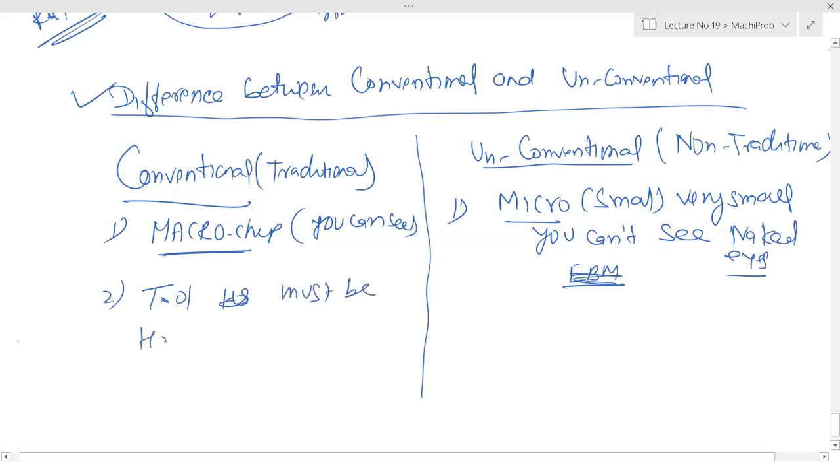Must be harder than the workpiece. Otherwise, how will this tool penetrate? Penetration will be possible only when the tool is harder than the workpiece. But in this case, it is not necessary, not required.